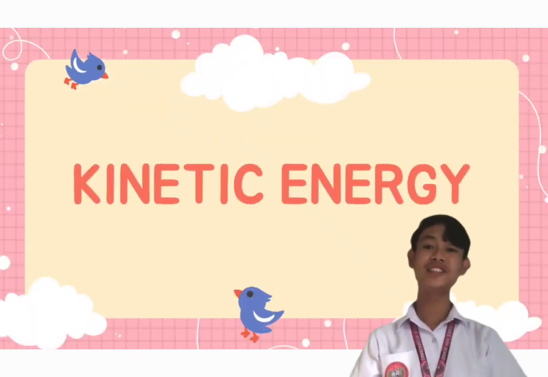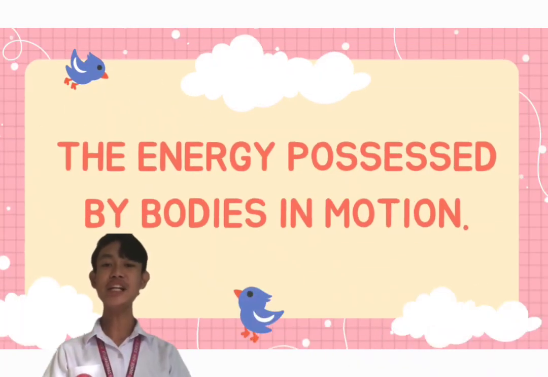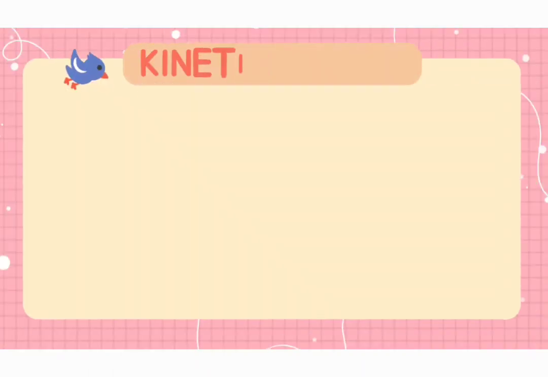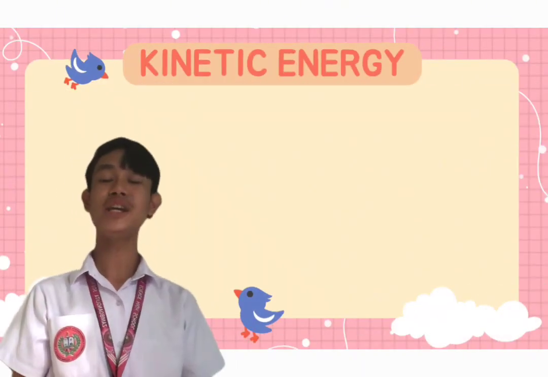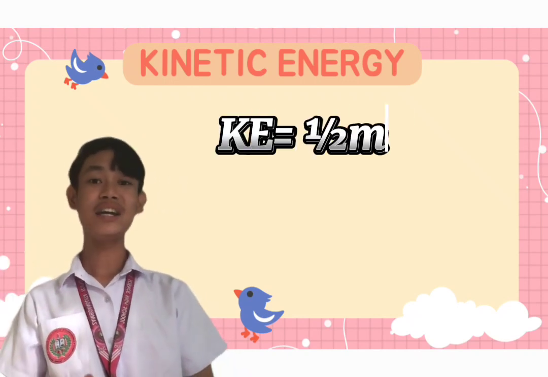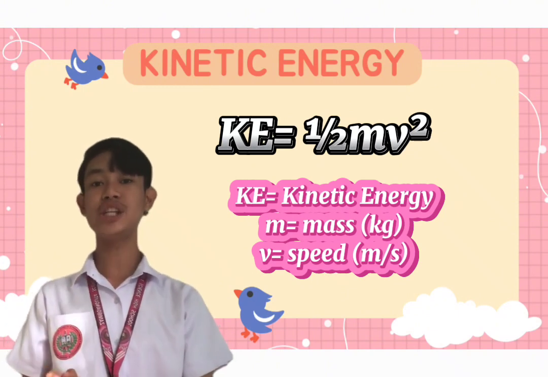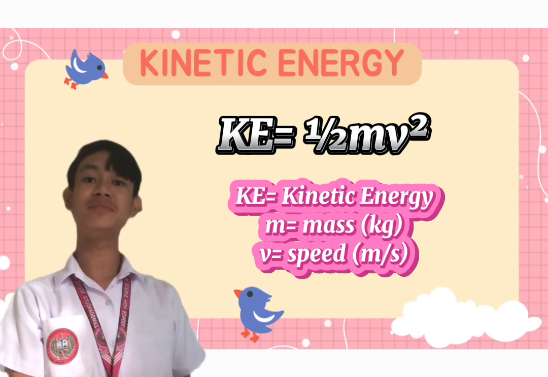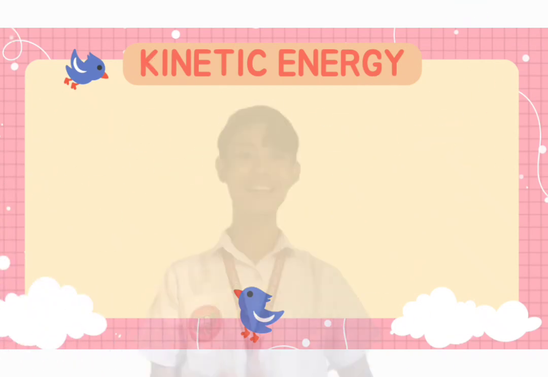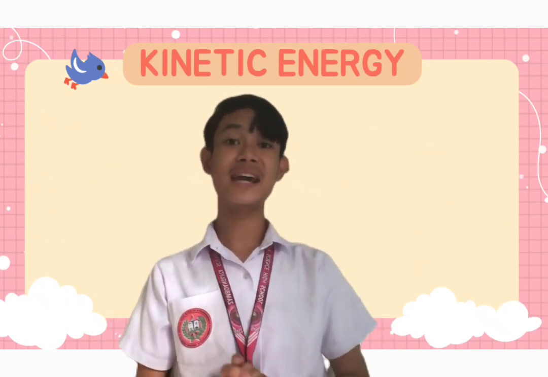And now, let's move on to kinetic energy. As we all know, kinetic energy is the energy possessed by bodies in motion. In finding kinetic energy, we only have one formula to use. KE equals 1/2 mv squared, where KE is the kinetic energy, m is the mass in kilograms, and v is the speed in meters per second. And now, Rhea will show you one sample problem in finding kinetic energy.